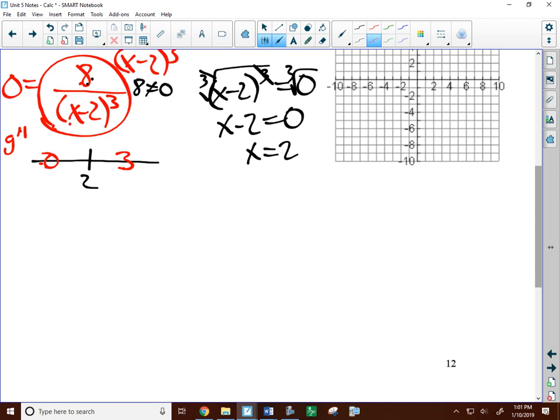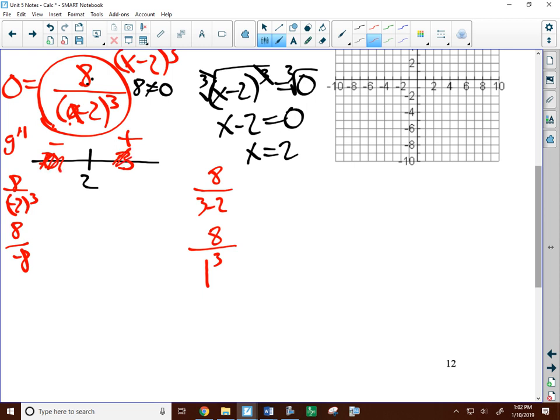That's fine. If I plug in 0, it'll be 8 over negative 2 cubed, and that's negative 8. So it's negative 1. We only needed the negative part. Plug in 3. The 8 will be up top. 3 minus 2 on bottom will be 1. It's positive. So it'll be 8 over 1 cubed, which is just 8, so it's positive.